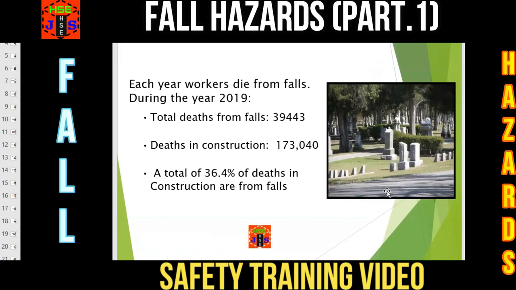Each year, workers are dying from falls. During the year 2019, total deaths from falls were 39,443, out of total construction deaths of 173,040. This is 36.4% of deaths in construction from falls for the year 2019, and this is the single leading cause. You can easily estimate this is approximately 40% of total deaths.